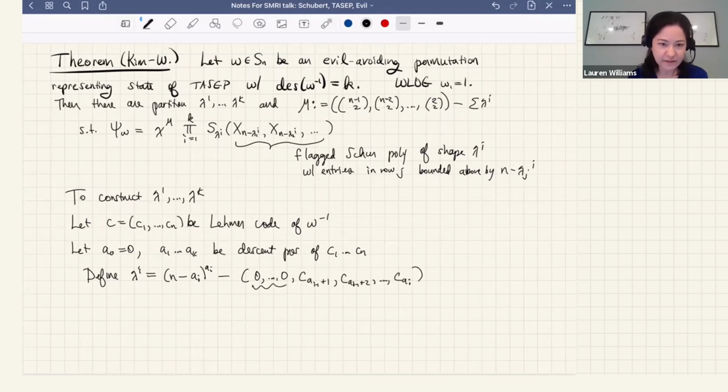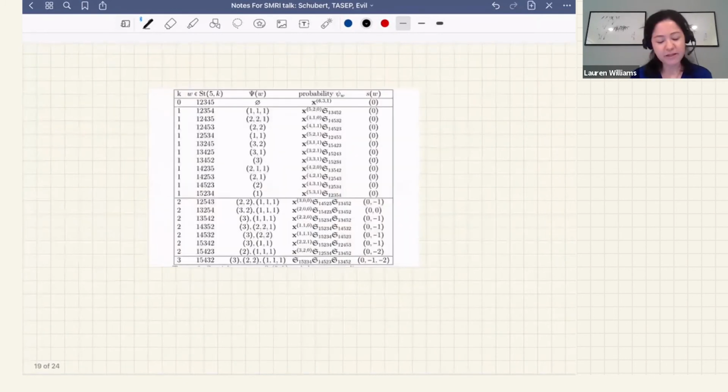Okay, so anyway, this is just to say that there's an easy, concrete way to write down these partitions and then these Schubert polynomials. And the way that I'm stating this theorem here, it's in the setting where y sub i's are equal to 0, but essentially the same construction gives the double Schubert polynomials as well. So this is a little table now restricted to the evil avoiding permutations, and these are the tuples of partitions associated to the states, and then these are the associated unnormalized steady state probabilities.